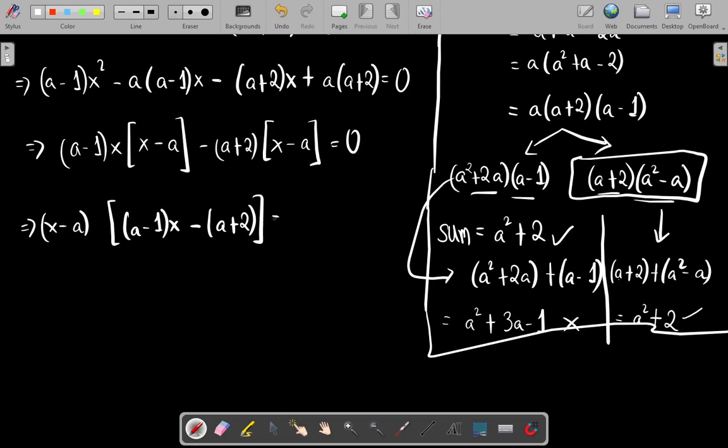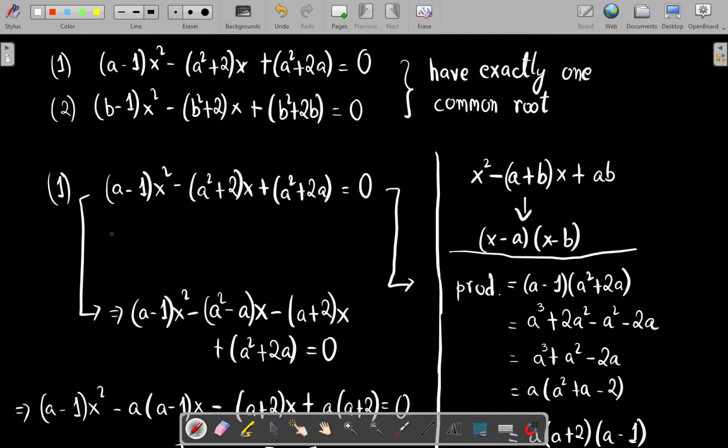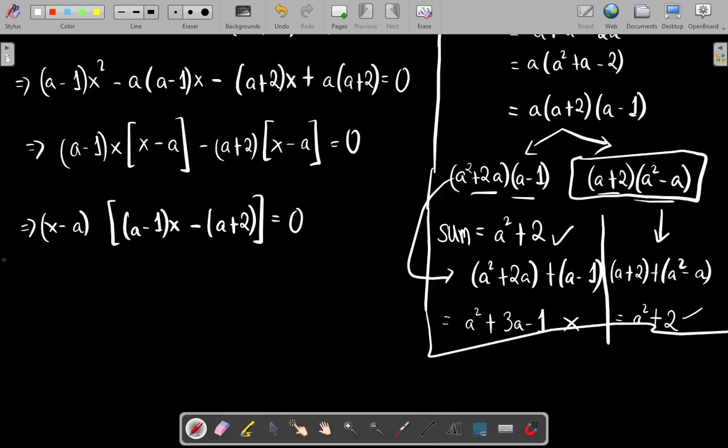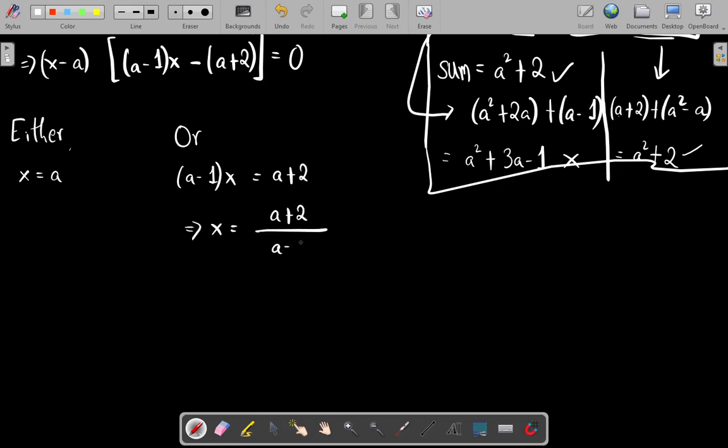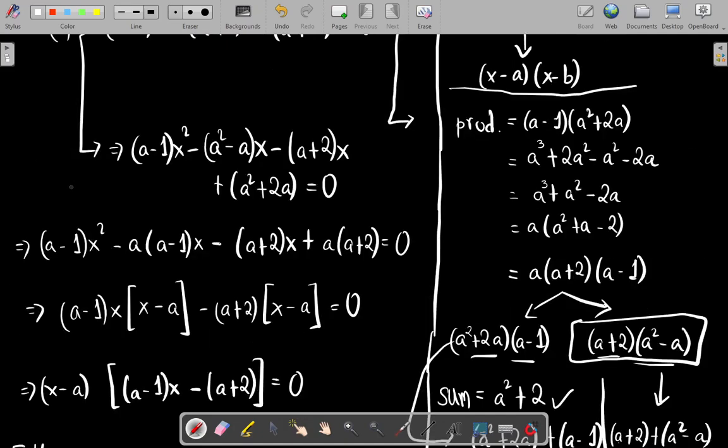Okay, this middle term looks very clumsy and complicated, but it can be resolved into factors. When you have factorized it, we can now equate both factors to 0. So either x is equal to a, or a minus 1 times x is equal to a plus 2, which implies that x is equal to a plus 2 upon a minus 1. Okay, this is from the first equation, right?